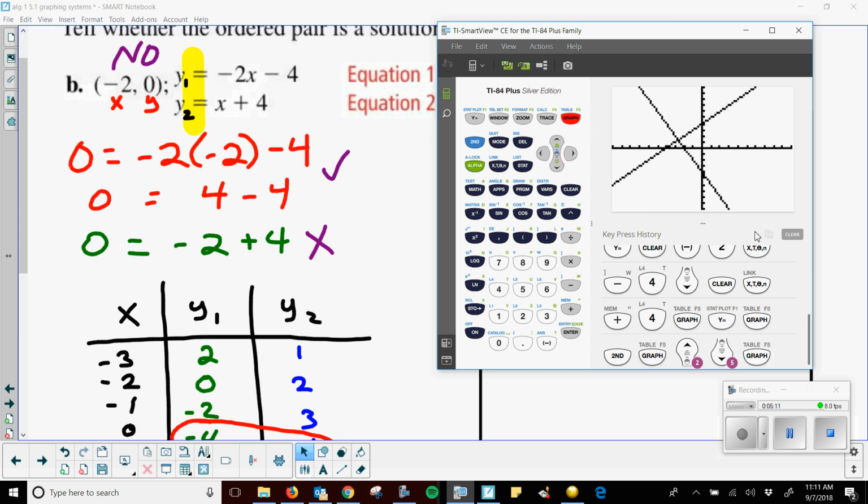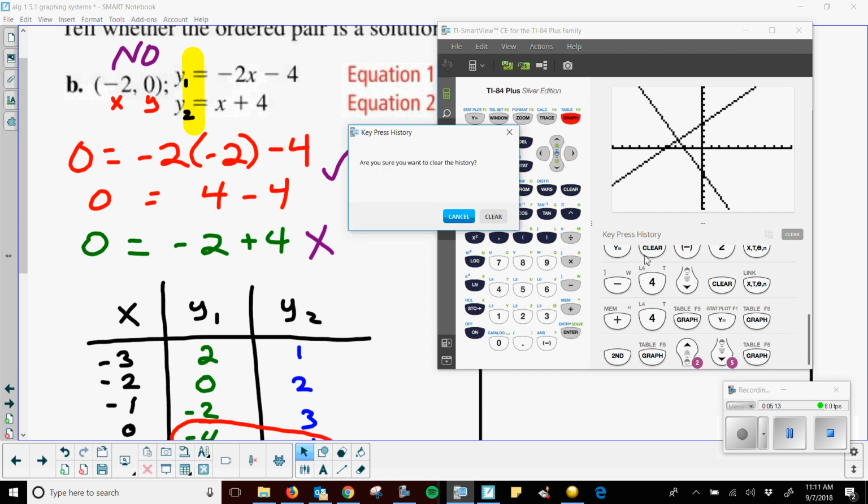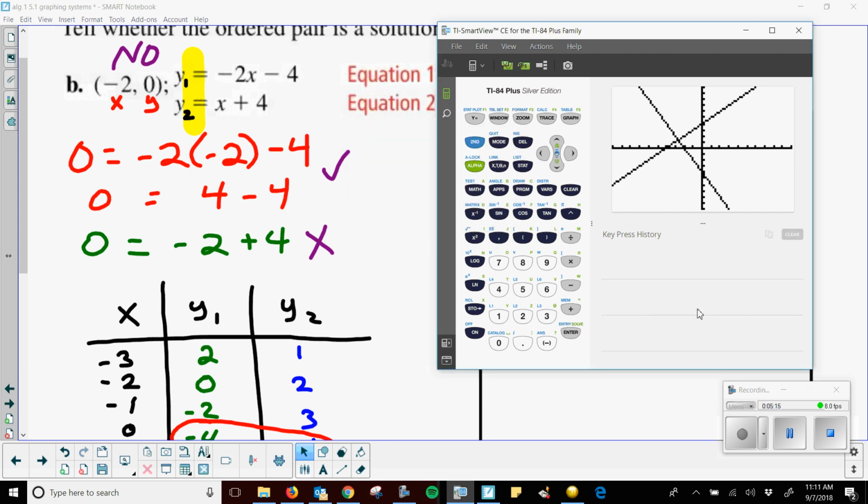So we go, what's happening here? I don't understand. And I'm going to clear this so you can see. Here's how we do it in the calculator. We can find this point exactly. Hit the second button, and here's your history down here. And then this trace button, because above it, it says calc.